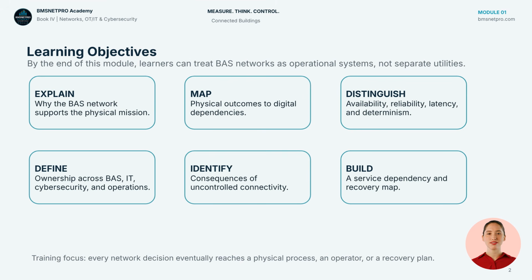Our learning objectives are field-focused. You will explain why the BAS network is part of the operating system of the building. You will map physical outcomes to digital dependencies. You will distinguish availability, reliability, latency, jitter, and determinism in practical language. You will define ownership across BAS, IT, cybersecurity, and operations. You will also identify the risk of uncontrolled connectivity. By the end, you should be able to build a simple service dependency and recovery map.